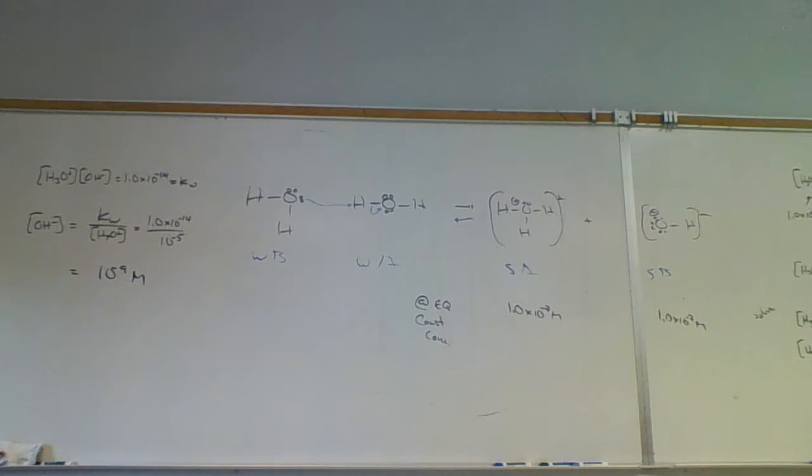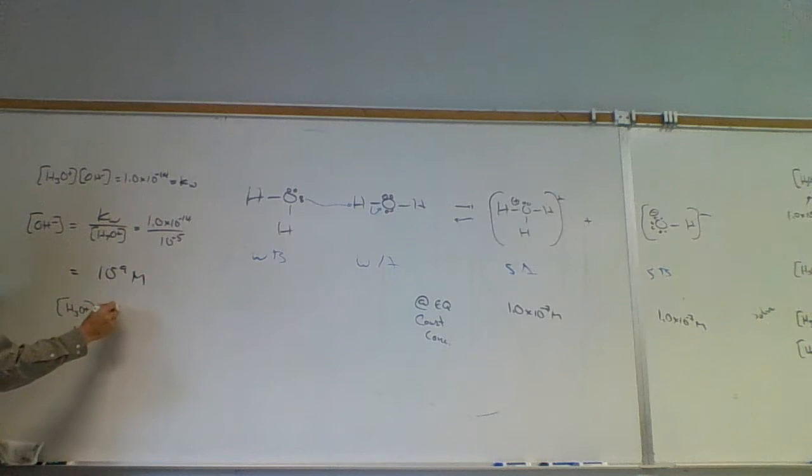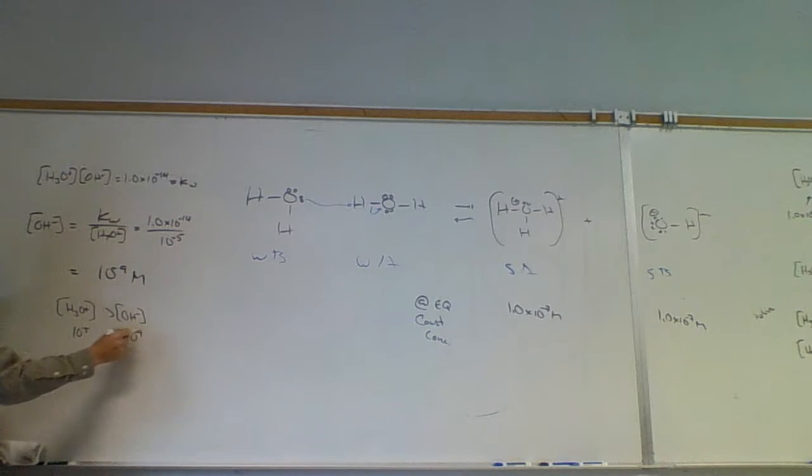Ten to the minus 9 molar. So which one is bigger, the hydroxide ion concentration or the hydronium? Looks like the hydronium ion concentration is bigger. The hydronium ion concentration is 10 to the minus 5. The hydroxide ion concentration is 10 to the minus 9. Therefore, it's acidic. Acidic solution.